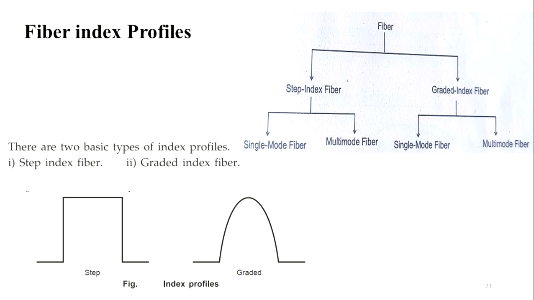The step index profile is the one in which the refractive index of the core is uniform throughout the core, and when it encounters the core cladding interface, there is an abrupt change. That's why it's called step index fiber. Whereas coming to the second one, graded index fiber, here the refractive index is not uniform throughout the core of the fiber. It has the maximum value at the center of the axis, and gradually decreases towards the core cladding interface. So if you have a varying refractive index, that is called graded index fiber. If we have a uniform refractive index, that is called step index fiber.